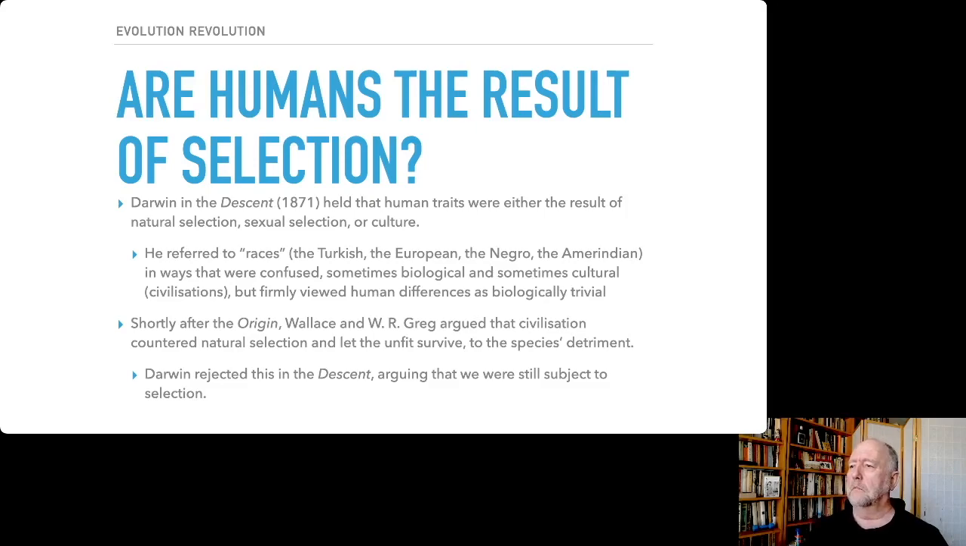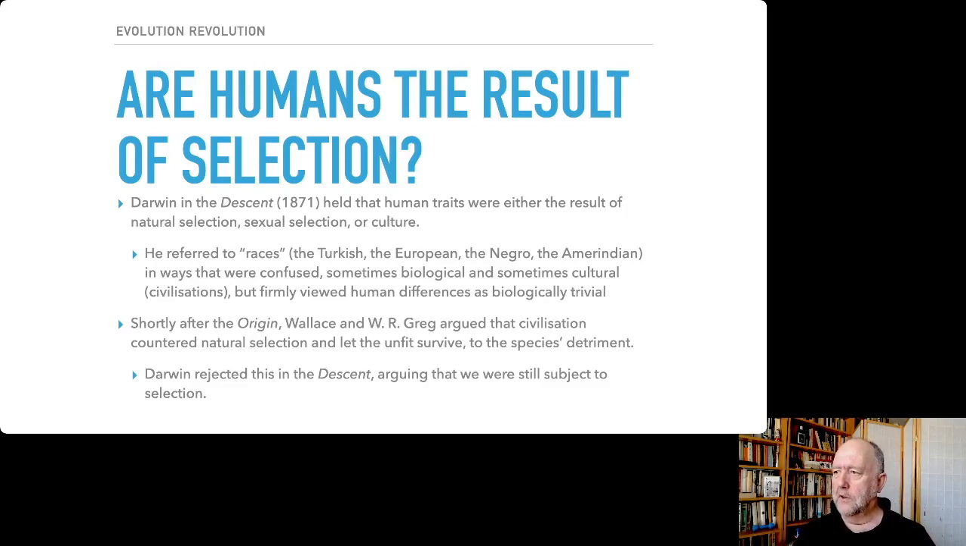Now, are humans the result of selection is a hot issue. It is still happening now. People are arguing about this, and we'll come back to it when we talk about sociobiology. But in his 1871 book, The Descent of Man, he held that human traits were either the result of natural selection or sexual selection or culture.